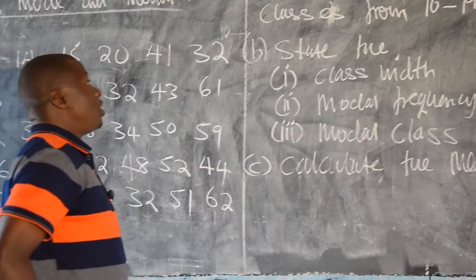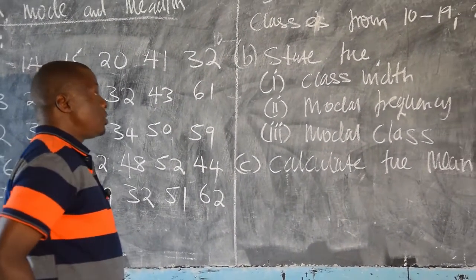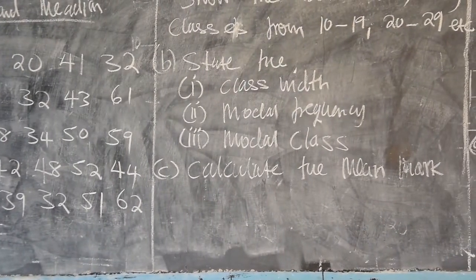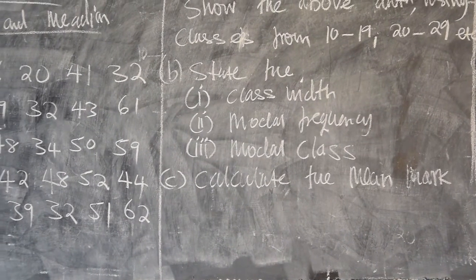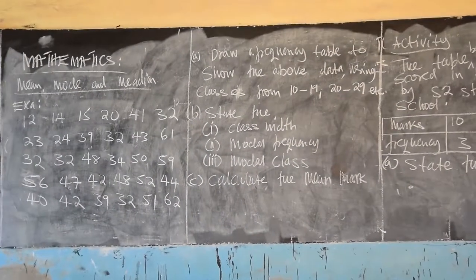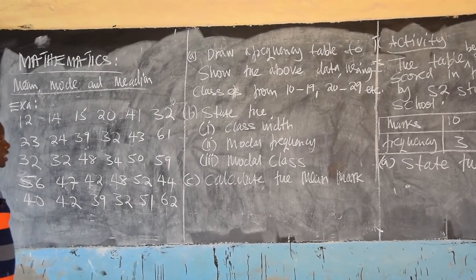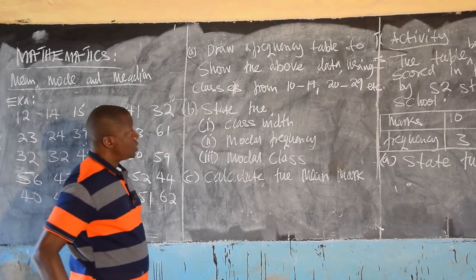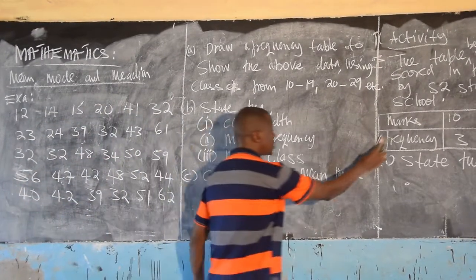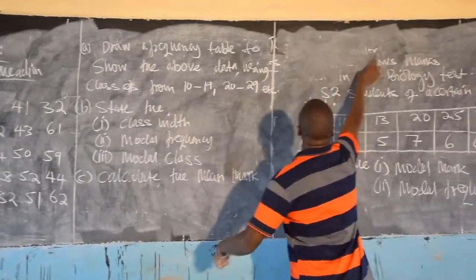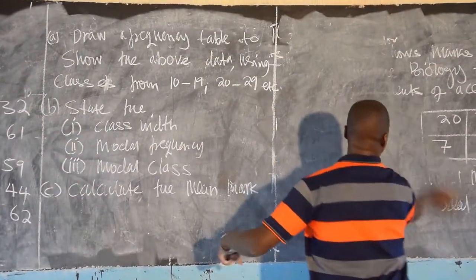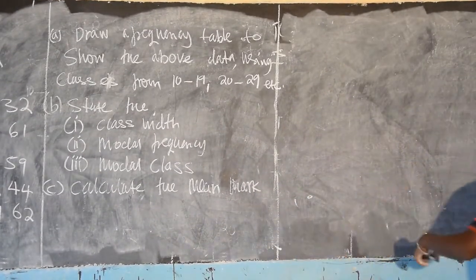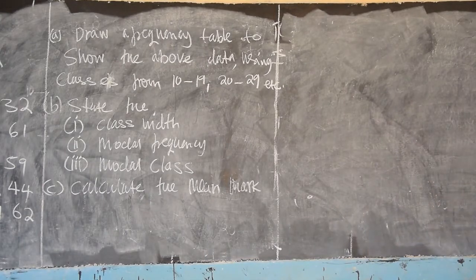I want you to follow the given question. Check in the given data. They want you to draw a frequency table to show the above data. So allow me to clean off this part.